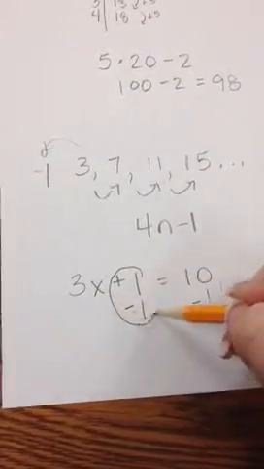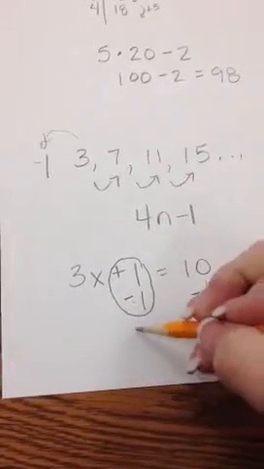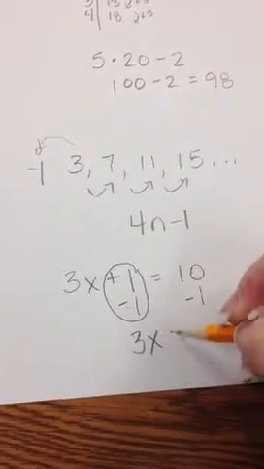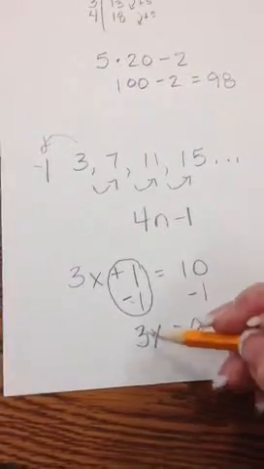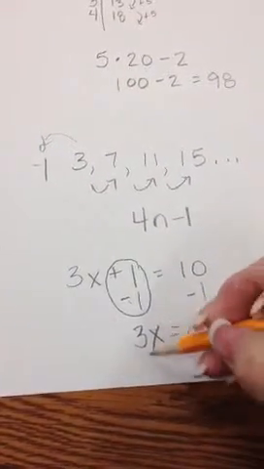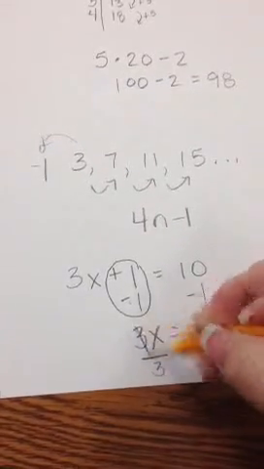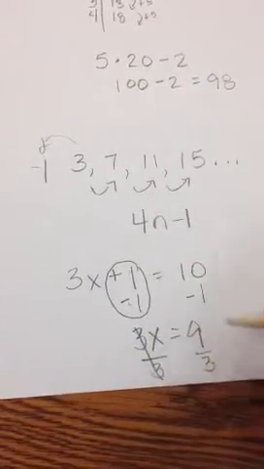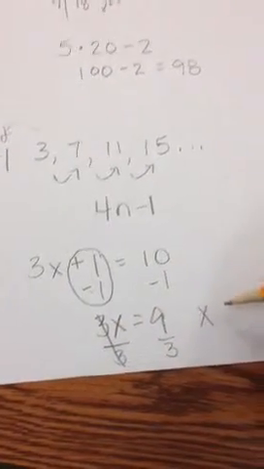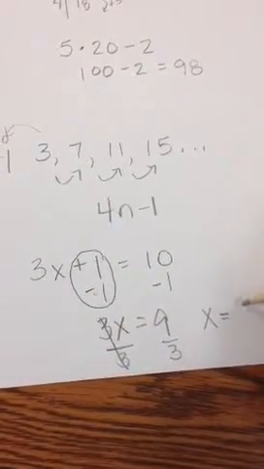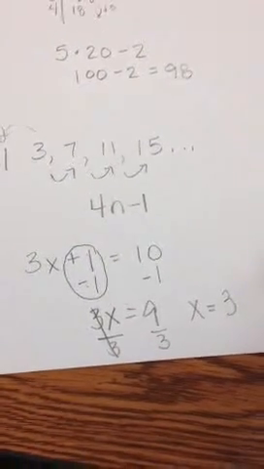That creates your zero pair. Remember, you want to make a zero pair first. That leaves your 3x left over. 10 minus 1 is 9. What is the opposite of multiplication? That would be division. And then x is left over. See how it says 1x equals 9 divided by 3, and 9 divided by 3 is in fact 3.